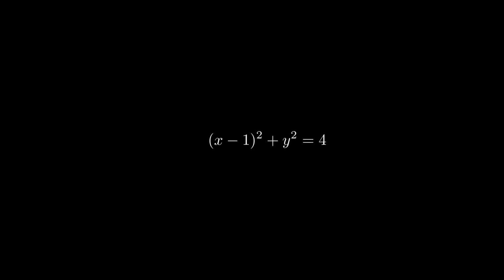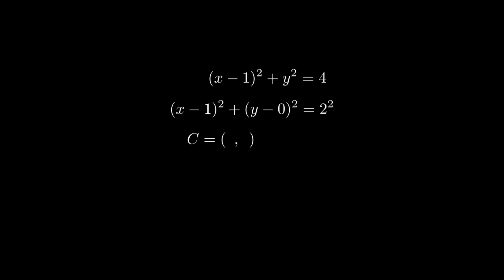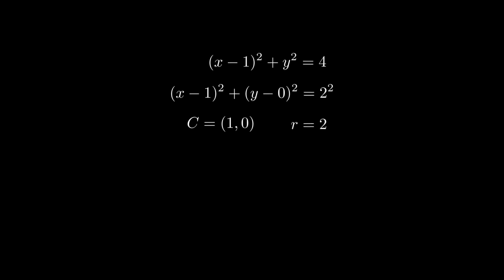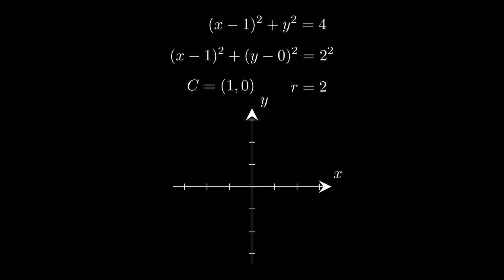The equation we are dealing with is similar to the previous one, except that instead of x plus 1, we have x minus 1. As usual, we can represent y squared as y minus 0 the whole squared and 4 as 2 squared. To locate the center of the circle, we need to choose an opposite sign, which in this case is +1. The y-coordinate of the center is 0, and the radius is 2. To plot the center, we simply draw a point at 1, 0. Then, we draw a radius line from the center to a point on the circle that is 2 units away from the center.